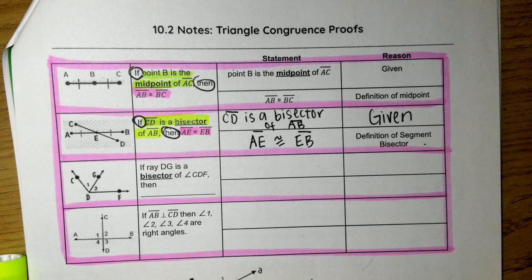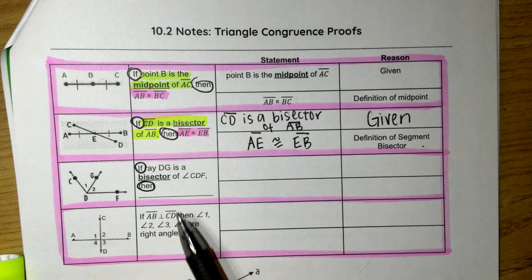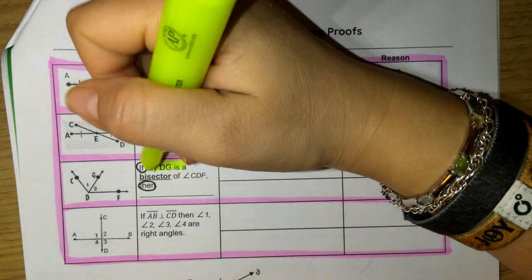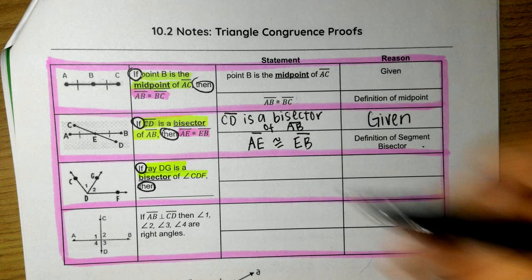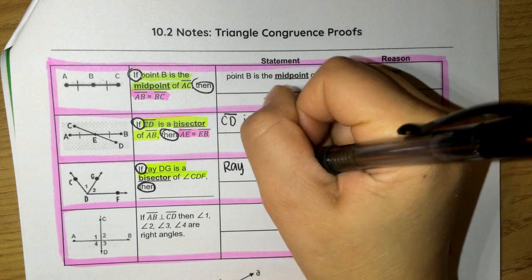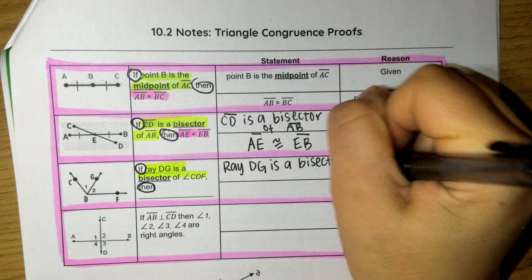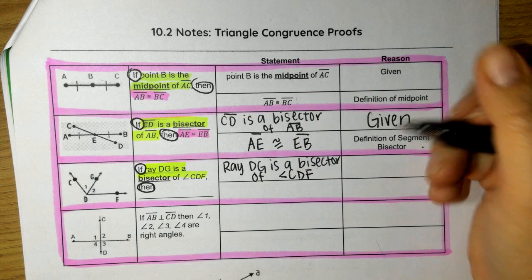Okay, this next one, there's more blanks. So we're going to have to fill all of them out. Plus, I noticed this, if I circle my if and my then, they did not give me my implied statement here. I got to write it down. So let's look at what they gave me. They're giving me if ray DG is a bisector of angle CDF. Let's go ahead and write that down. Ray DG is a bisector of angle CDF. I know this was given to me.